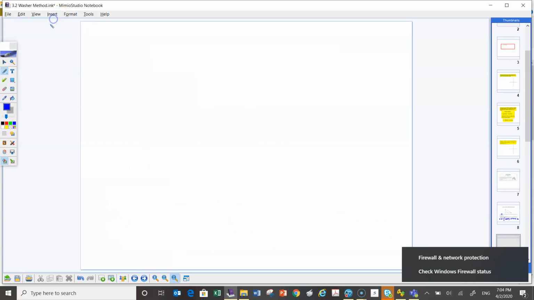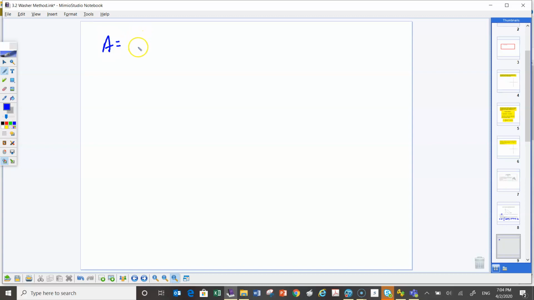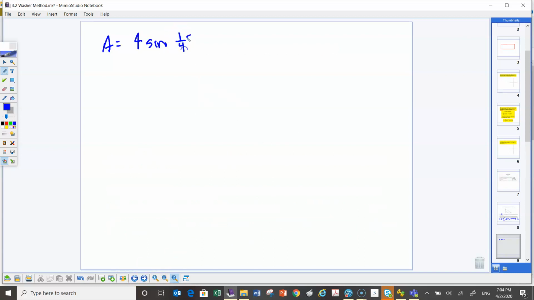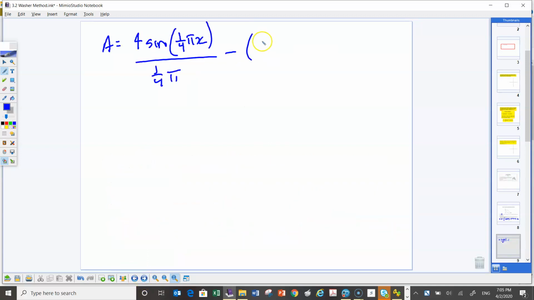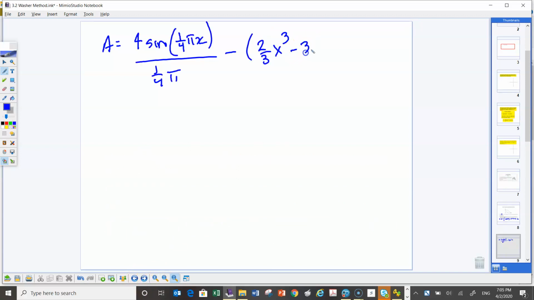Since we don't have a calculator, we have to do some manual integration. I'm going to integrate cos, and the integral of cos is sine. So the area is going to equal 4 sine 1/4 pi x divided by the derivative of the inside, which is 1/4 pi, minus, and I'll wait to distribute the negative sign in a bit, the integral of 2x squared, which is 2/3 x cubed. The integral of negative 6x would be negative 3x squared. And the integral of 4 is going to be plus 4x. And this is going from 0 to 2.